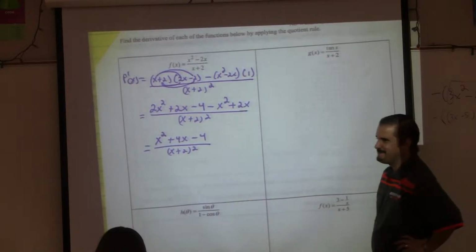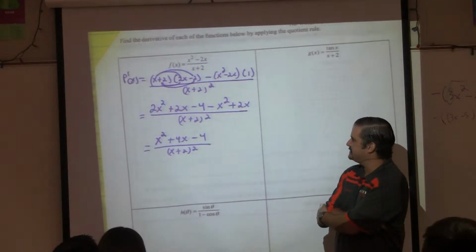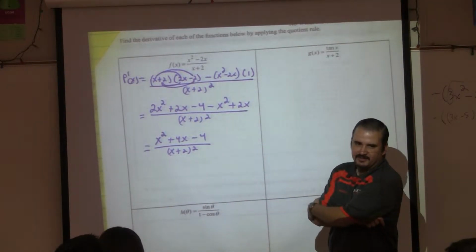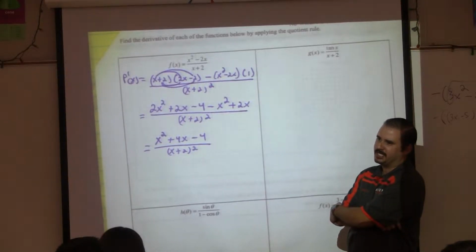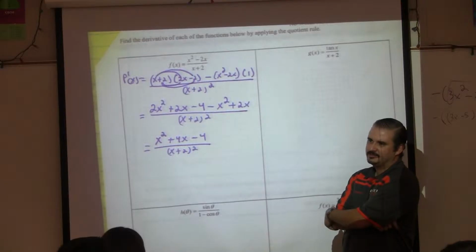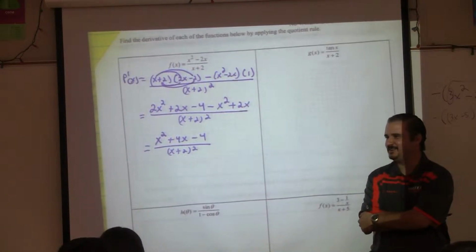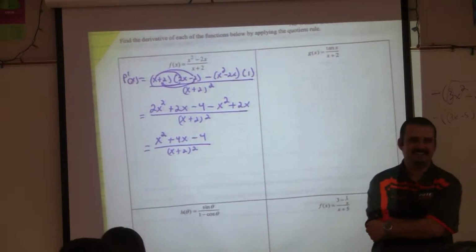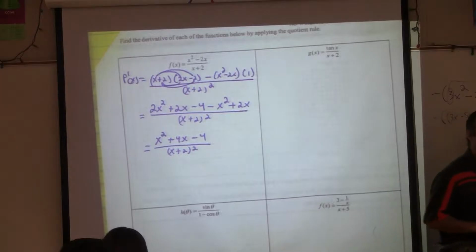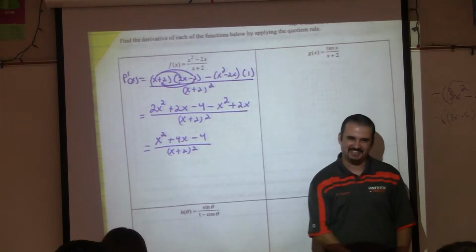Can we factor this guy? No. There's nothing that gives us negative 4 and positive 4? Negative 2 and positive 2? No, wait. Two negative 2s gives us 0. So, no, there's nothing. We're done. That's as far as we can go.